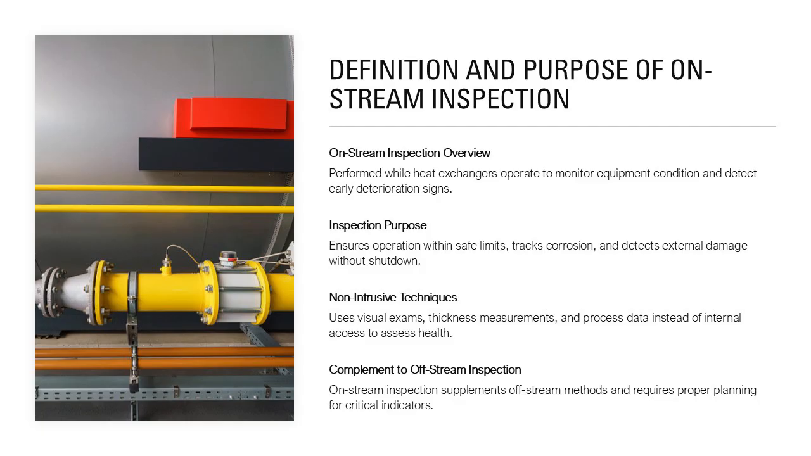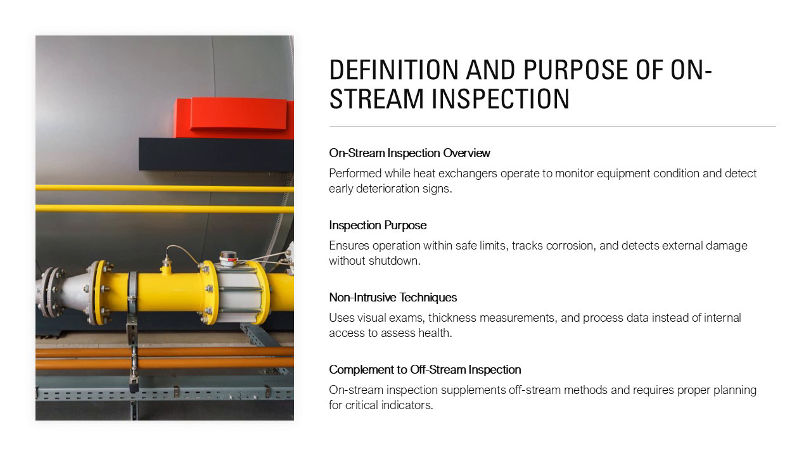Definition and purpose of on-stream inspection: on-stream visual and external inspection, on-stream thickness and process monitoring. On-stream inspection refers to inspection activities performed while the heat exchanger remains in operation. The primary purpose of on-stream inspection is to monitor equipment condition, identify early signs of deterioration, and verify that operation remains within safe and design limits.